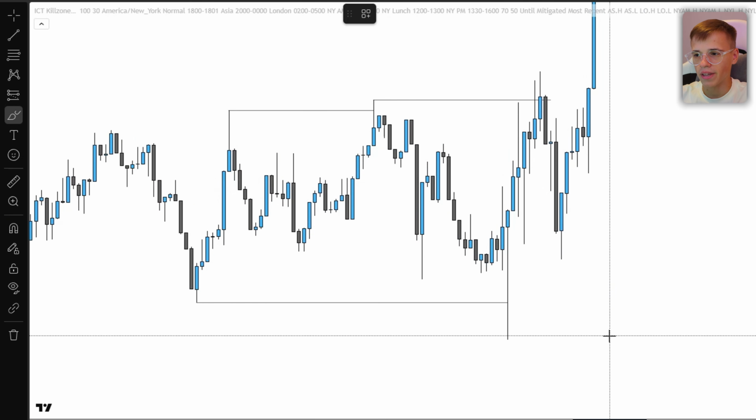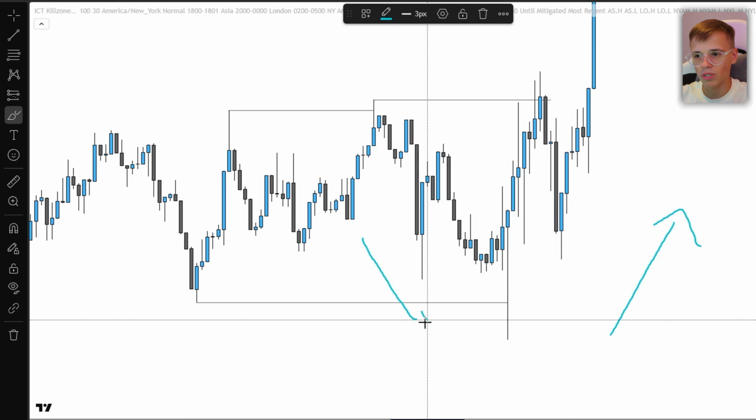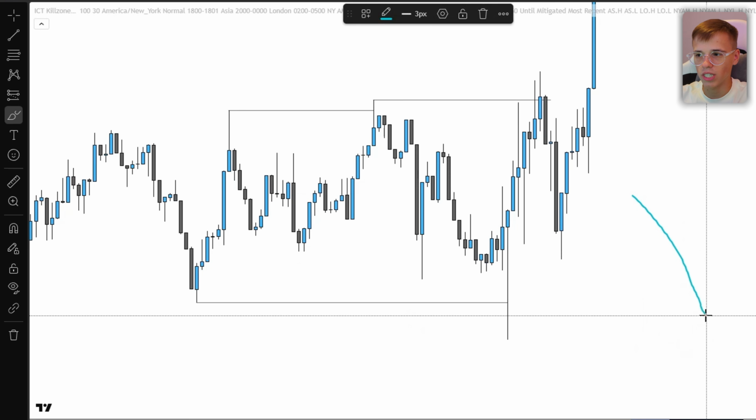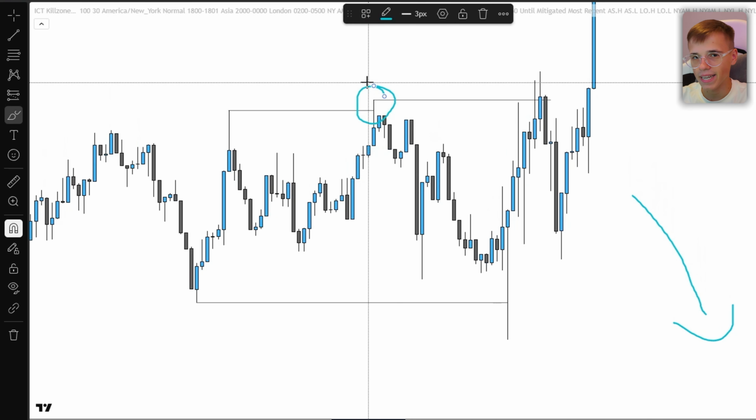If we want to trade to the upside, we first need to see some kind of manipulation towards the downside, like this one right here. And if we want to trade towards the downside, so if you want to take shorts, we want to see some kind of manipulation like this one. And it is that simple.